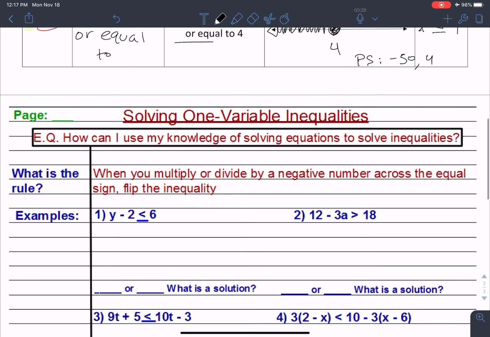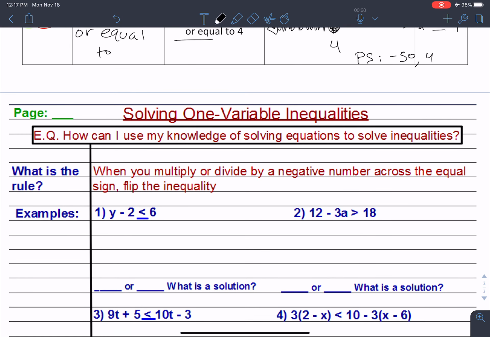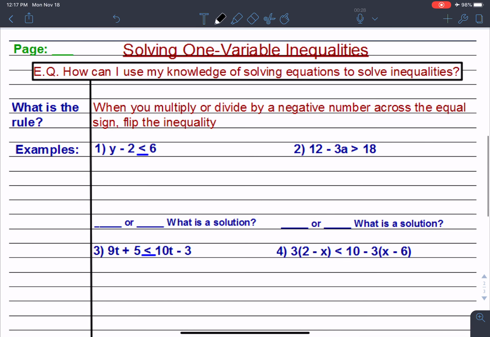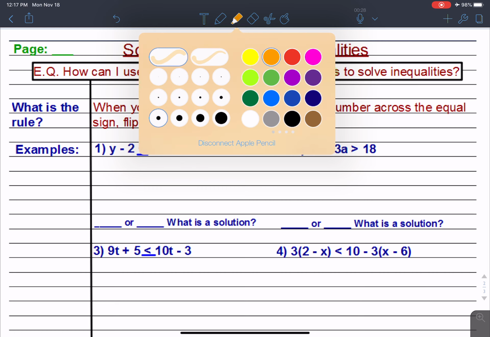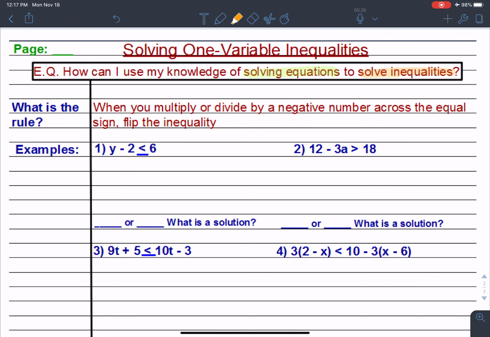Okay, so now we're going to take the vocab and the terminology we did above, and we're going to do it with solving one variable inequalities. My essential question here is, how can I use my knowledge of solving equations, which we did in Unit 1, the beginning of the year, to now solve inequalities?